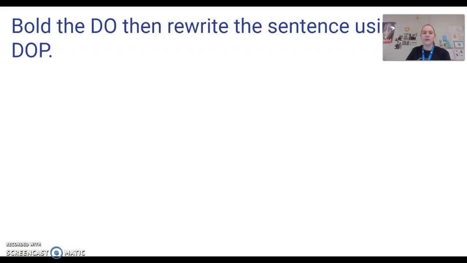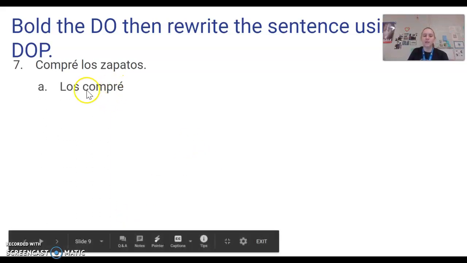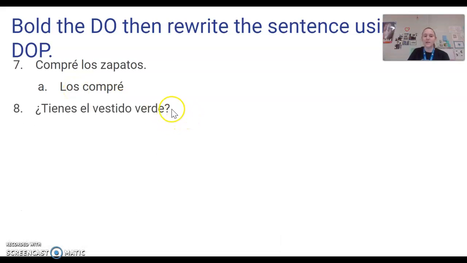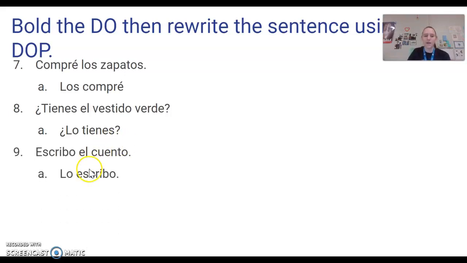Okay, let's look at a couple more. Compré los zapatos. I bought the shoes. Becomes los compré. I bought them. ¿Tienes el vestido verde? This one, it's this whole phrase that you're replacing. Okay? So, el becomes lo. ¿Lo tienes? Do you have it? Escribo el cuento. Lo escribo. I write it.